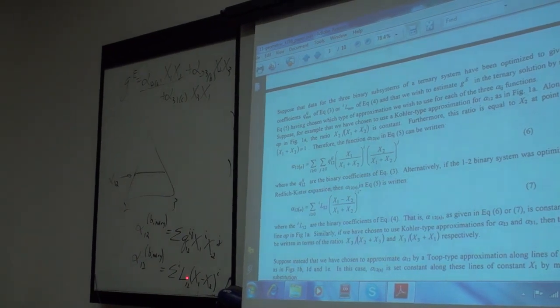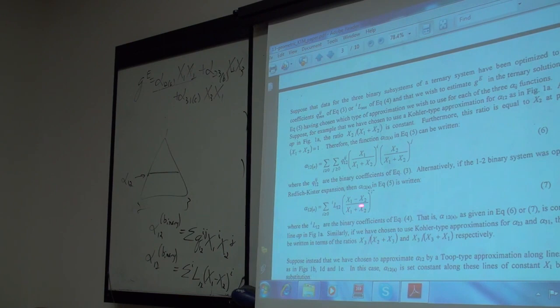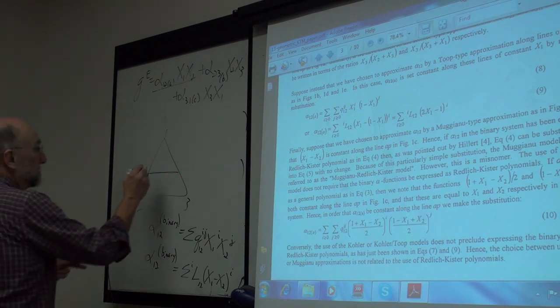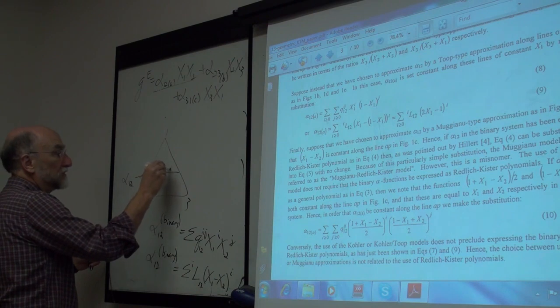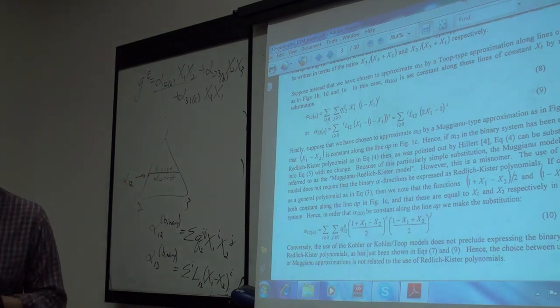Or if you're going to use the Redlich-Kister, x1 minus x2 is replaced by this ratio, which remains constant along that line of constant 2,3 ratio. Now let's suppose, okay, let me go on. Now you want to use the tube approximation, and I want alpha 1,2 to remain constant along this line where x1 equals constant. So this is a line where x1 equals constant, and I want alpha 1,2 to be constant along that line.